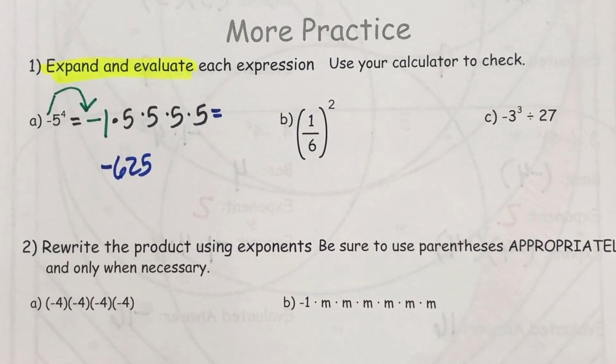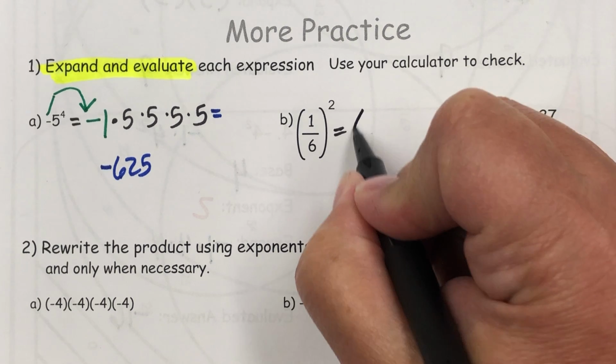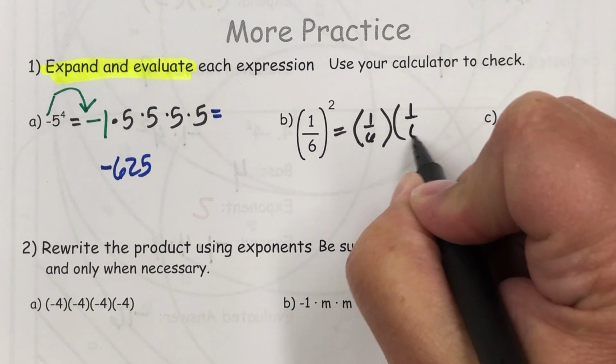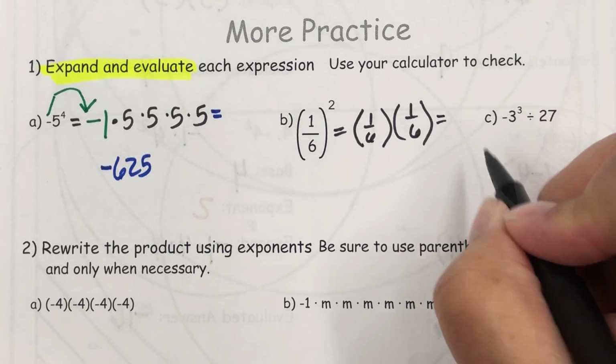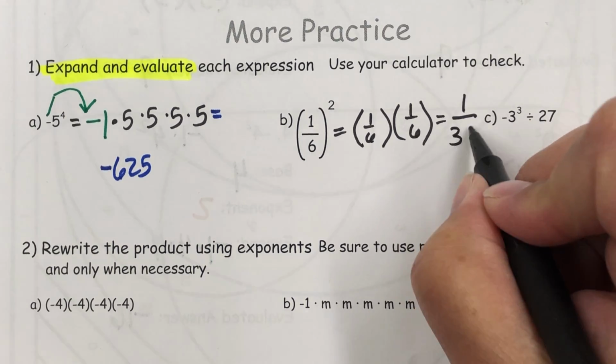Parentheses, keeping my fraction together. This is 1/6 times 1/6. 6 times 6 is 36. 1 times 1 is 1. Straight across. 1 over 36.